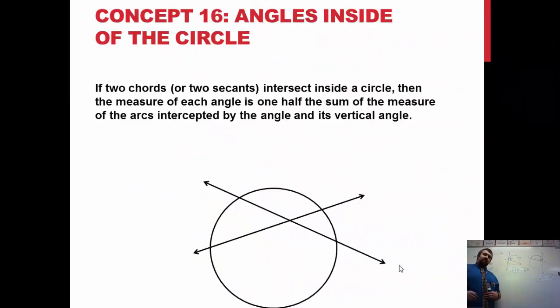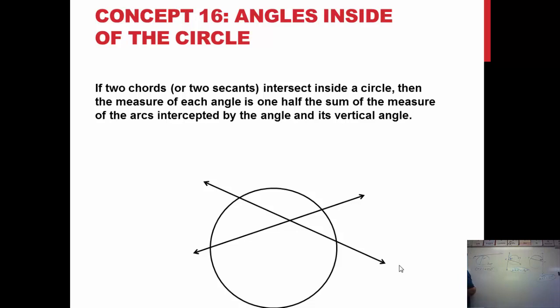The next thing we're going to look at are angles that intersect on the inside of the circle. If I have two chords, or for that matter, two secants, and they intersect on the inside of a circle, then the measure of each angle is half the sum of the measures of the arcs intercepted by the angle and its vertical. What? Basically, I'm not going to just use one angle here, and I'm not just going to use one arc, because that would be misrepresenting something.